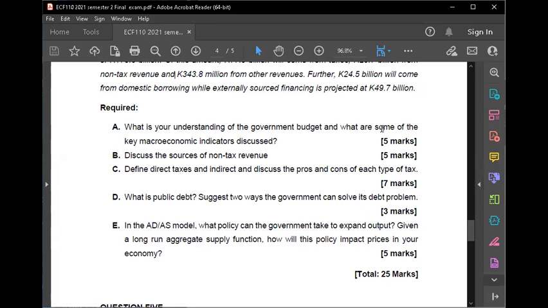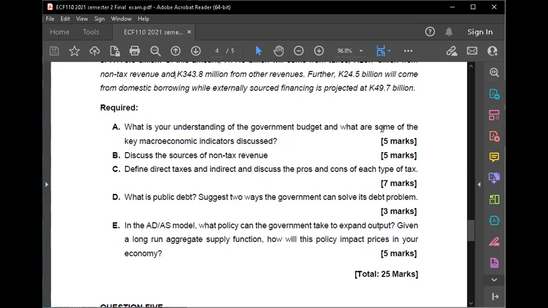What are some of the macroeconomic indicators that are discussed there? So one of the macroeconomic indicators is the government expenditure. I think the budget deficit and surplus. So you look at the government expenditure and the government revenue, which is the taxes. All right. Which will take us up to some of the policies that the government can do. I think that one will be answered in question E.